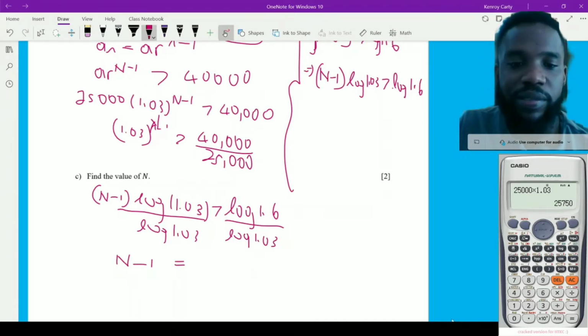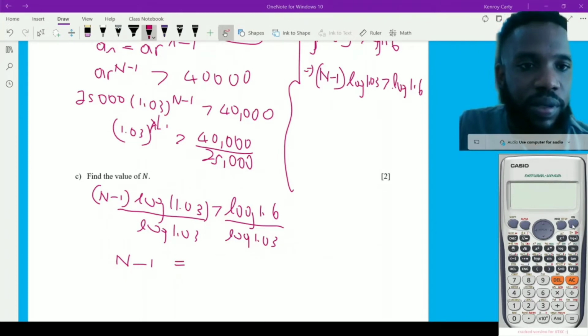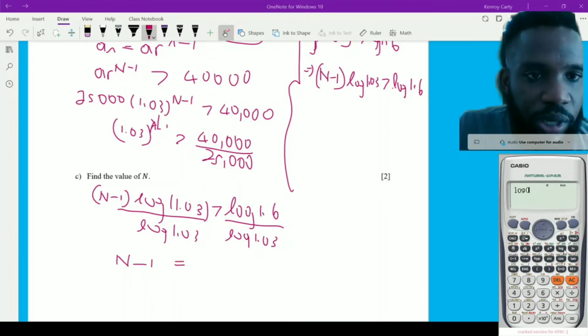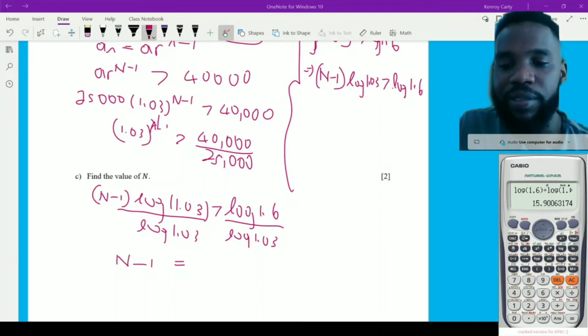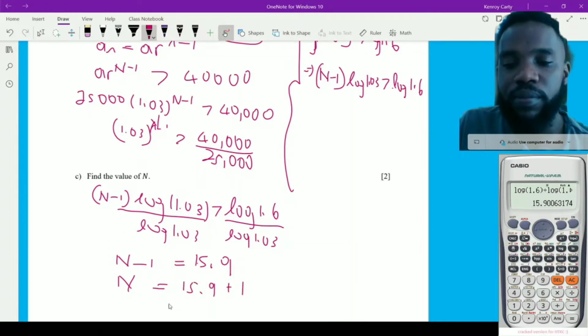Now I can go to my calculator and divide log 1.6 by log 1.03. So I'm going to have log 1.6 divided by the log of 1.03. Here we have 15.9. So let's go back. So this is going to be 15.9. So n would be equal to 15.9 plus 1, which would be equal to 16.9.